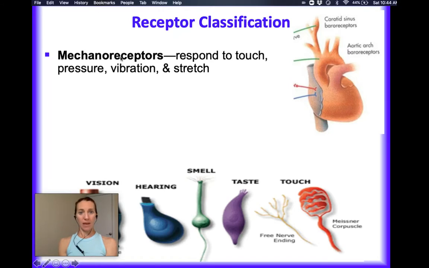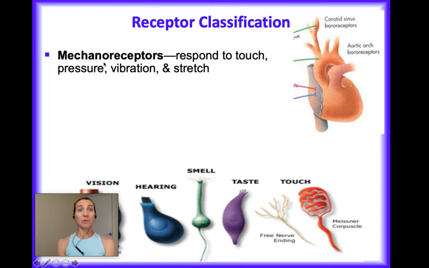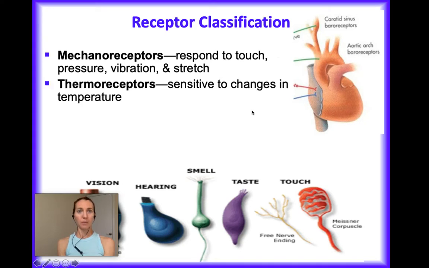So you've got mechanoreceptors. These are going to be responsible for sensing touch, pressure, vibrations, and stretch. Mechanoreceptors are going to include baroreceptors, which are going to be sensitive to those pressure changes. So blood pressure changes can be picked up both in the aortic arch as well as those carotid branches. Thermoreceptors, as you might imagine, are going to be sensitive to changes in temperature.